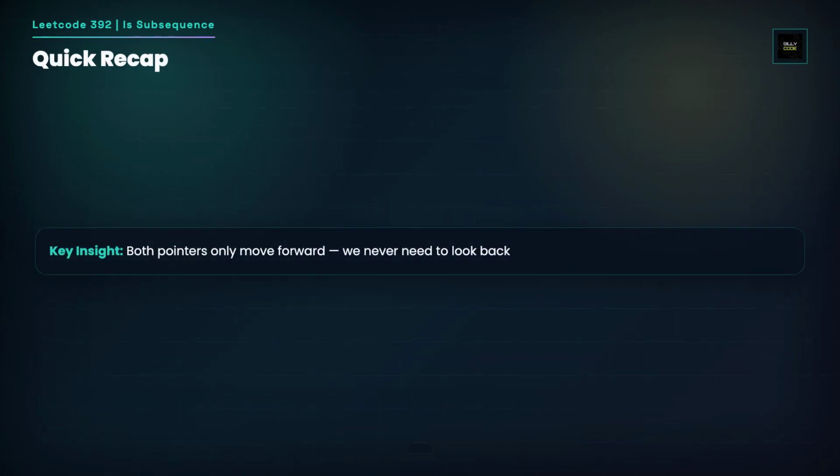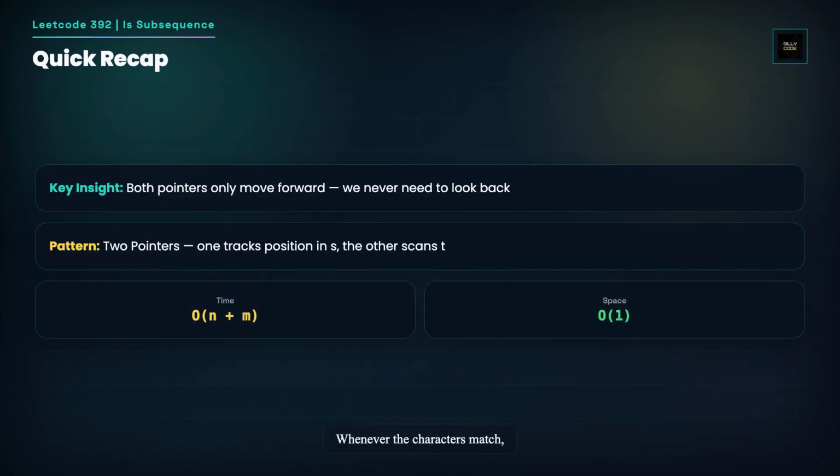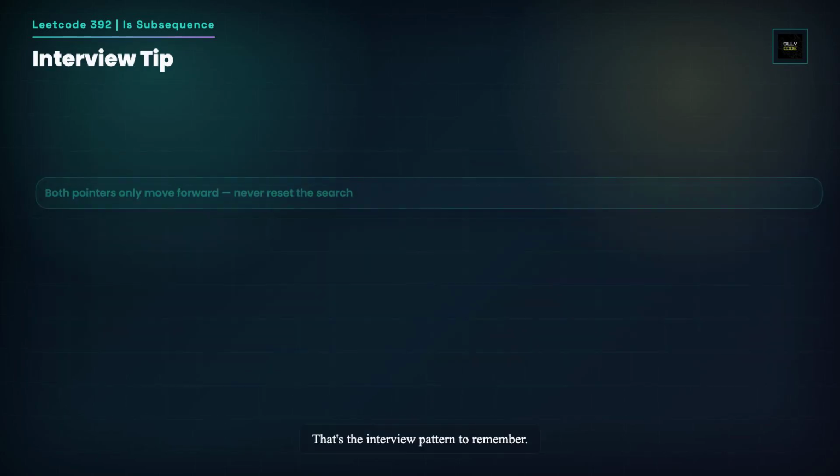Let's quickly recap. The key idea wasn't finding a faster algorithm. The key idea was recognizing a better way to think about the problem. Instead of repeatedly asking, where should I start searching? We simply let two pointers move together. One pointer tracks the current character in string S. The other scans through string T. Whenever the characters match, both pointers move. Otherwise, only the pointer in string T moves forward. That's the interview pattern to remember.